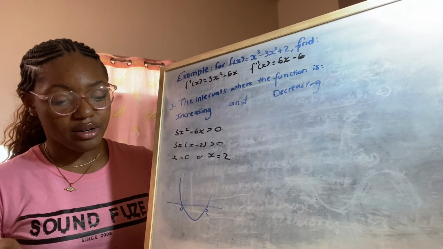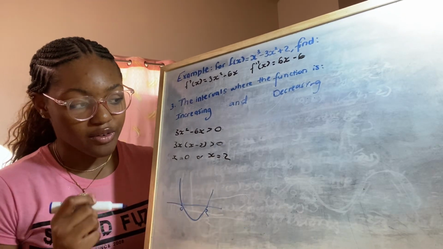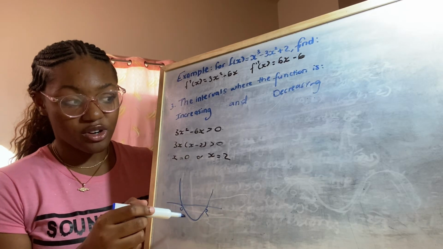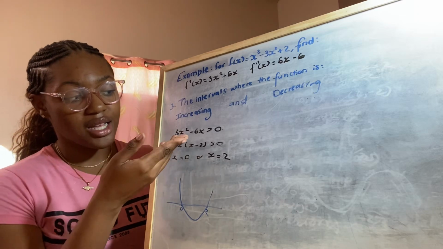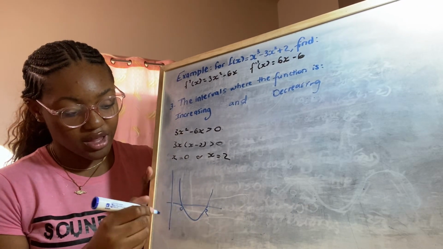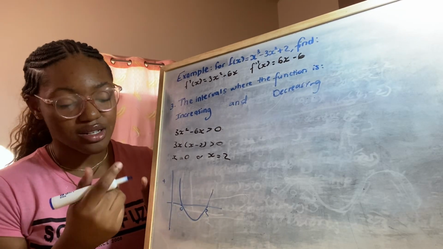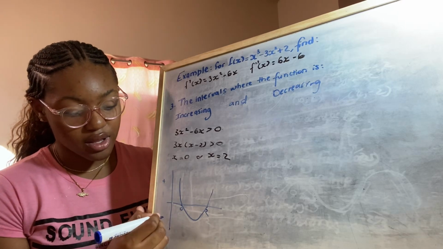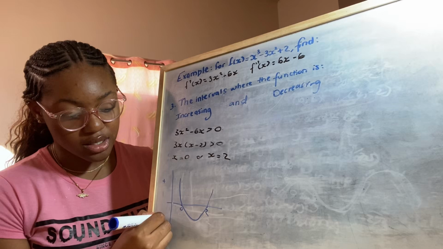Since we have a minimum curve, and this is our function, 3x squared minus 6x, we're saying that this is greater than 0. Therefore, I'll just draw the x-axis right here. We know that above the x-axis, the y-axis is positive, and below the x-axis, the y-axis is negative.